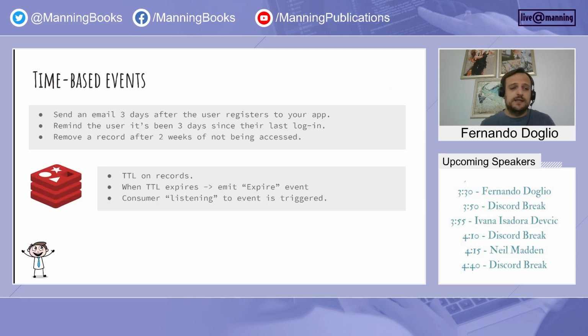And finally, like I said, the particular use case that it's really hard to implement on reactive architectures are time-based events. Things like send an email 3 days after the user is registered to your app, or remind the user that it's been 3 days since their last login, or even non-user facing notifications, such as removing a record after 2 weeks of not being accessed. That's automatic housekeeping that you can implement through these time-based events.